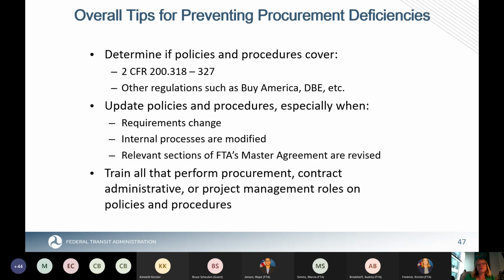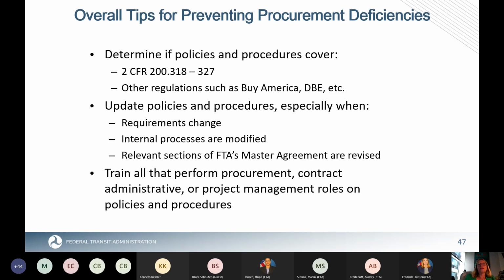First, make sure that your policies and procedures cover 2 CFR 200.318 to 327. Those are the overarching procurement requirements for federally assisted procurements. But there are other procurement related requirements, such as the Buy America regulation, the DBE regulation. And so make sure that your policies and procedures are comprehensive.